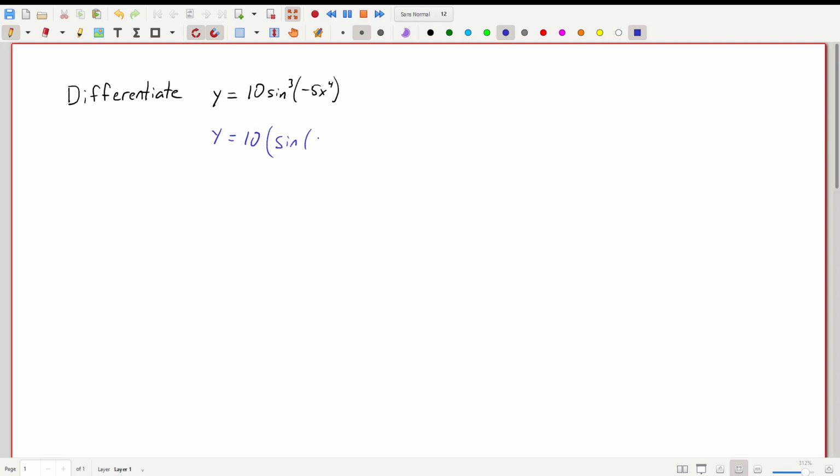I'm going to take my sine function with the negative 5x to the fourth inside. I'm going to raise that whole sine function to the third power. And this is just rewriting that shorthand. Now when I go to differentiate this, I'm looking for an inside and an outside function. And I can see 10 times stuff cubed is my outside function, and the whole trig function is the inside.